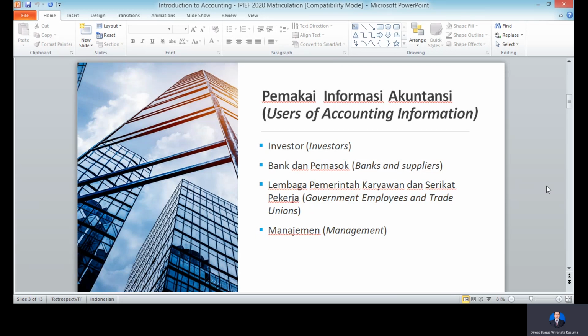And who are the users of accounting information? Here we have four parties that are highly related to these users. The first is the investors. The second is the banks and suppliers. The third is governments, employees, and trade unions. And the fourth one is management. But accounting basically is not only limited to these four users, because accounting is a very fundamental aspect in reporting activities in all sectors. So accounting can be used by everybody here, including you as personal human beings.